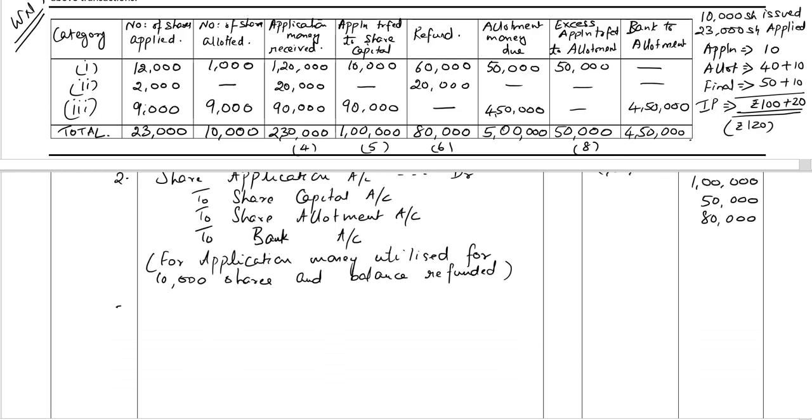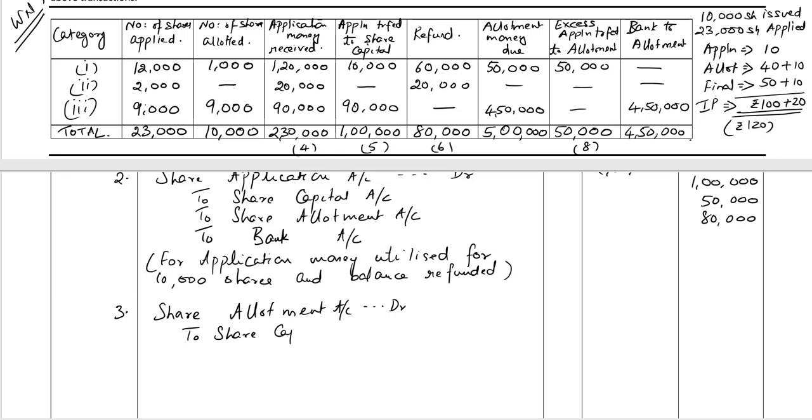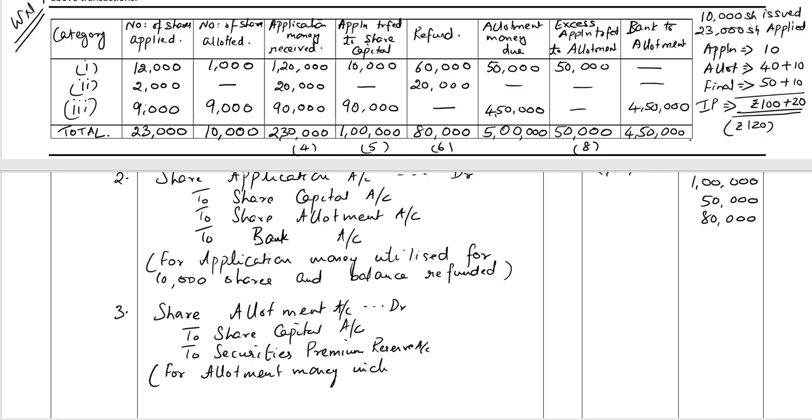The next entry, at the time of allotment, the allotment money becomes due along with the premium. Share allotment account debit to share capital account, to securities premium reserve account, for allotment money including premium due.